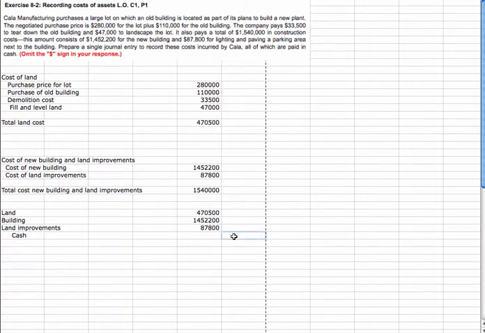So if I added up the $470,000, the $1,452,000, and the $87,000, we're going to come up with, well, let's add it up and make it easier. $2,010,500. So this is your journal entry that you would be needing to make in order to record the acquisition of that land and the construction of the building. Okay? So let's go move on to the next problem.